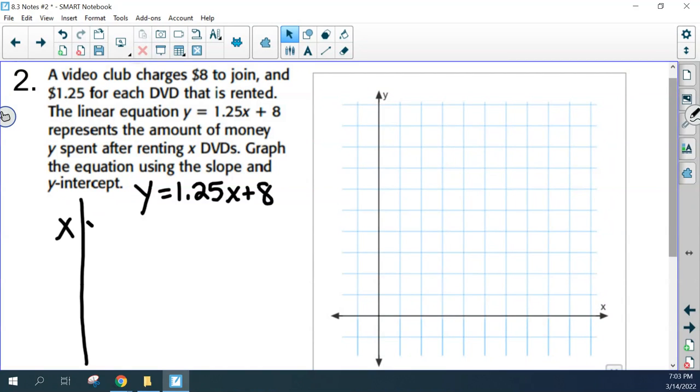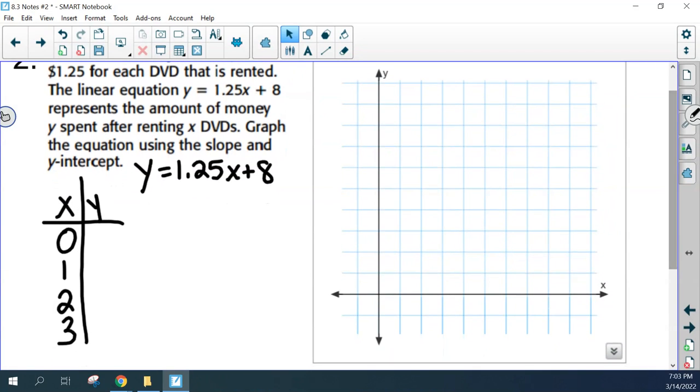So again, make an XY chart. We can't have negative DVDs, so we're going to start at 0. So 0, plug it in for x, and you would get 8. If I plug in 1, I would get 1.25 times 1 plus 8. Okay, so go through and fill in your XY chart and start graphing. On your x-axis, you're going to have DVDs, and on the y-axis, you're going to have cost.